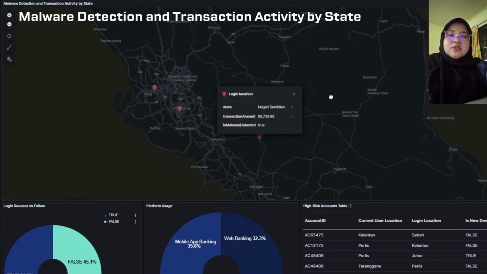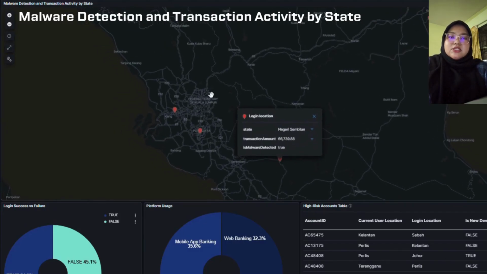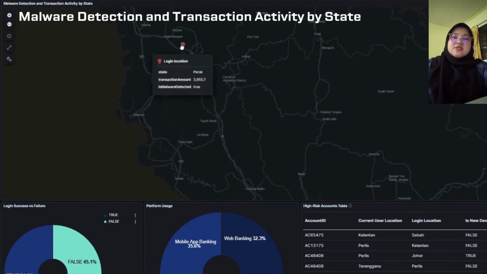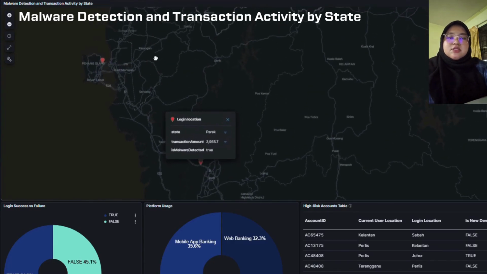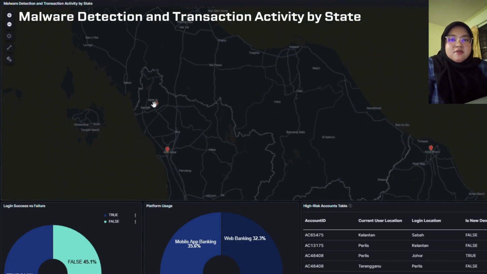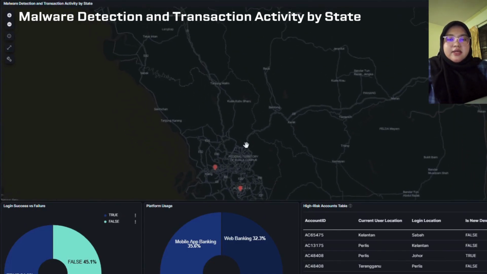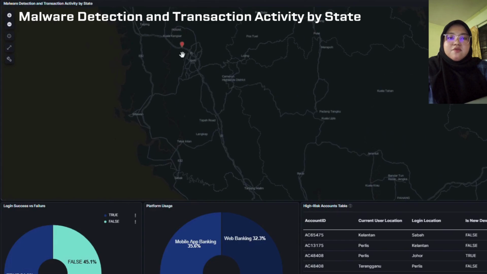This map provides a visual representation of malware detection across different locations in Malaysia, and it complements the insight from the cybersecurity dashboard. For instance, the is malware detected flag is true on the dashboard correlates with a specific area such as Perlis and Negeri Sembilan, where malware activity has been confirmed.